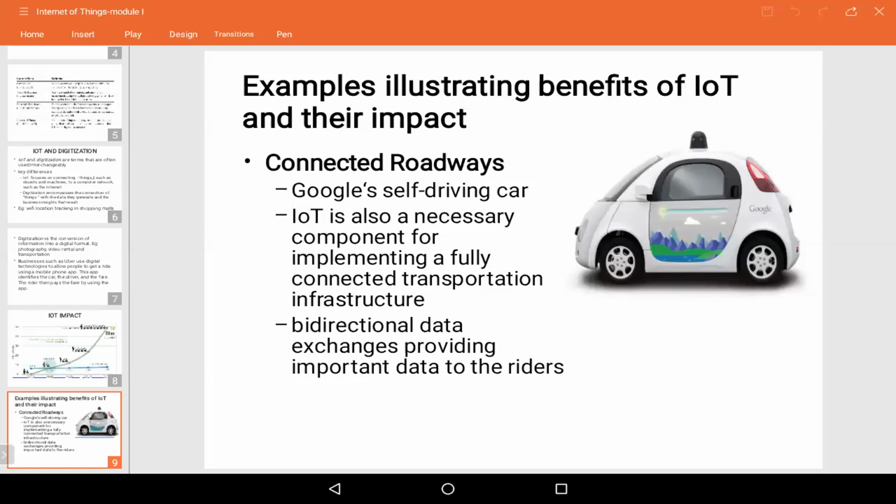A lot of sensors were embedded inside and outside the car, where most of the components in the car are connected to all the sensors. This helps us to have connected roadways. Sometimes the data was exchanged unidirectionally, sometimes bidirectionally. And what was the data? I'll give you certain examples of how it was done.